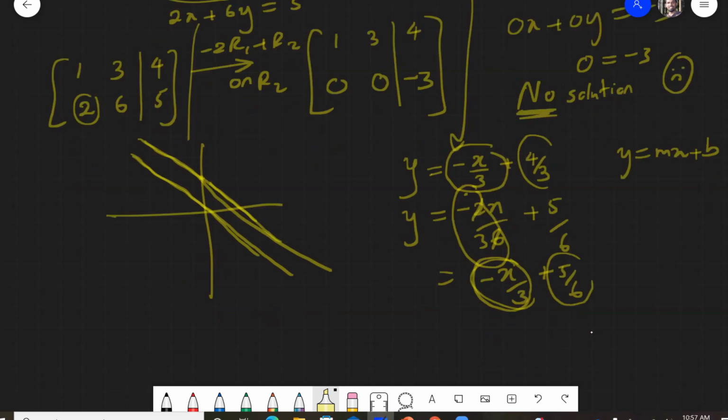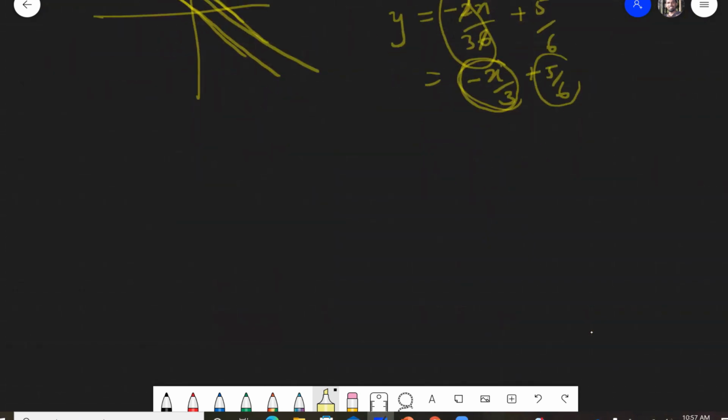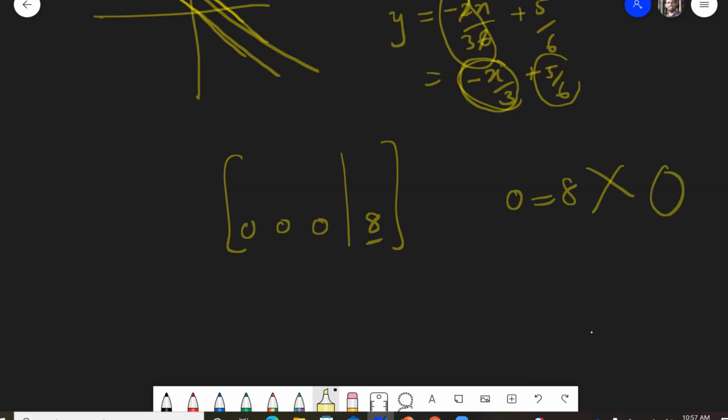So remember guys, whenever you end up in your row operations, it can be 3 by 3, 4 by 4, 2 by 2, and if you have a non-zero number, that means 0 equals that non-zero number, that it will never happen. If that is the case, we have no solutions.